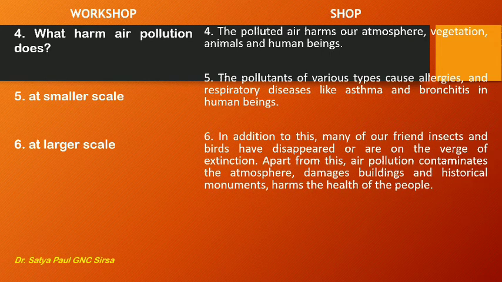Now, to add to this, I already know that these things are there. In addition to this, many of our friends, insects, so small they may be, but they are also very important. And insects and birds have disappeared or are on the verge of extinction. There are many birds and many insects and many animals. They cannot survive because our environment is polluted now. So we will talk about these insects and birds.